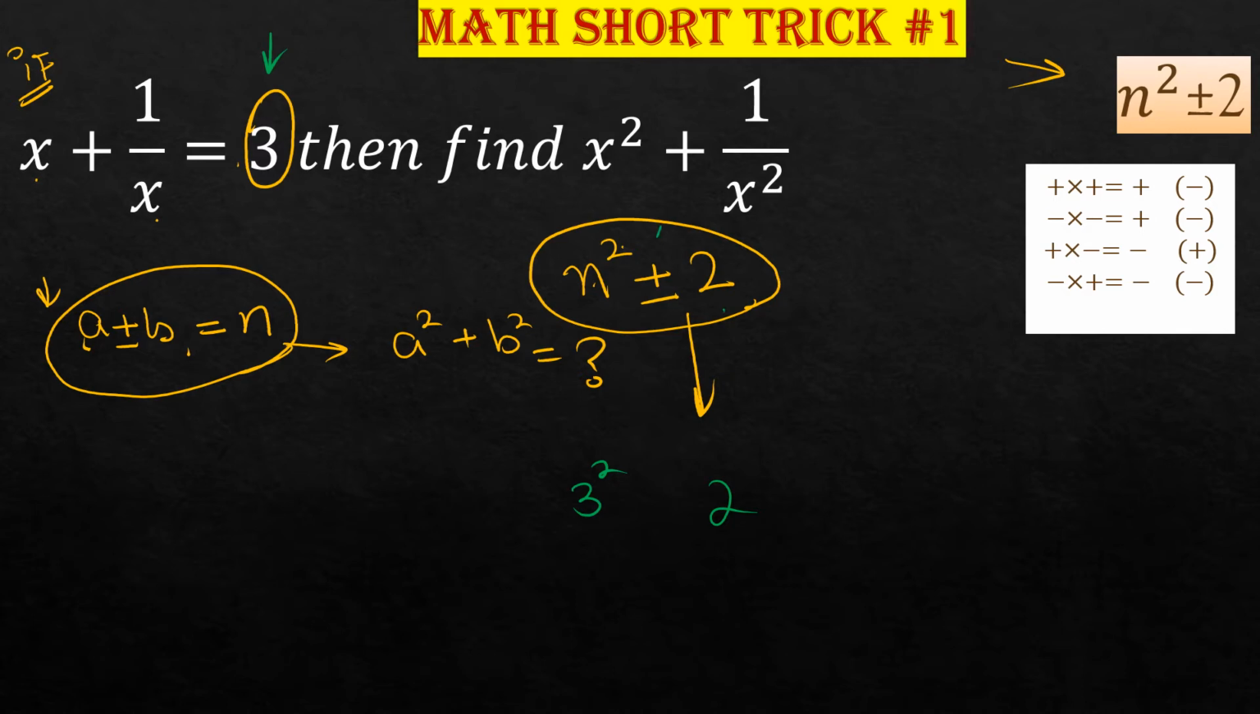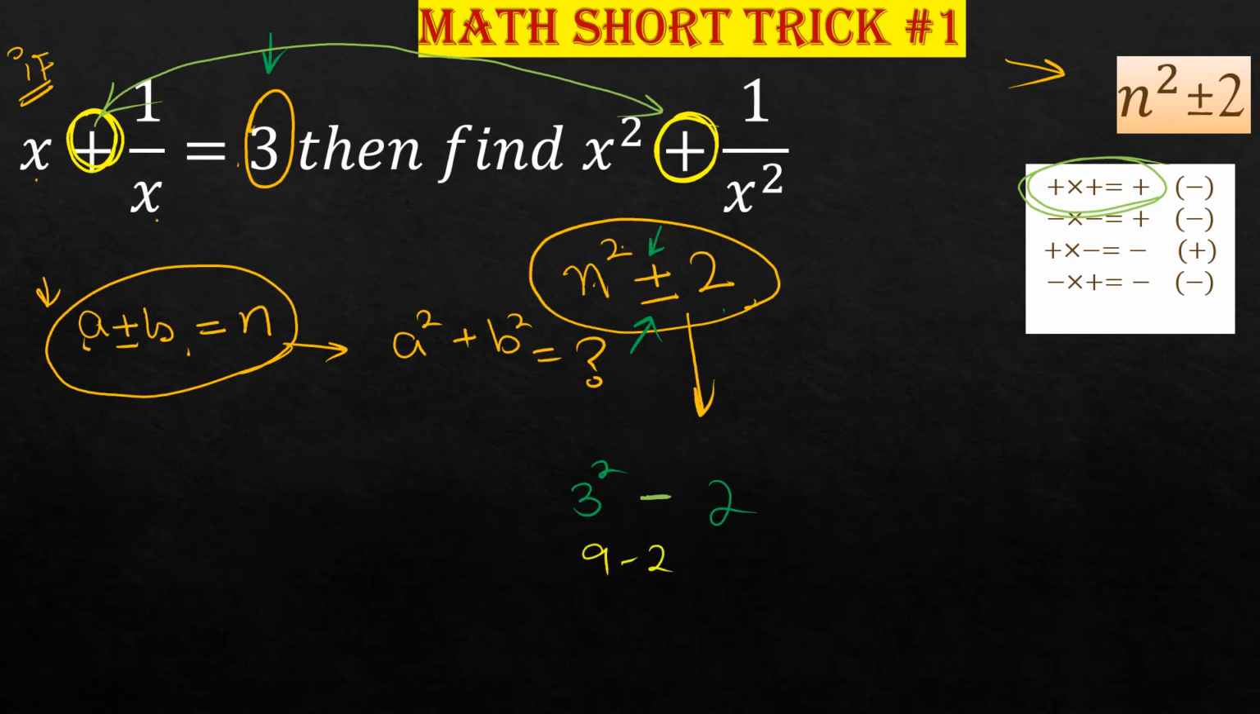Now you have to choose either plus or minus. How will you decide whether to write a positive sign or a negative sign? Very simple. Look at the first expression. Here you have a positive sign. And look at the second expression. You have a positive sign. If you multiply, you know that positive times positive gives you positive. So whatever sign you get after the multiplication, you have to take the opposite sign. Positive times positive gives positive, so you have to take the negative sign. Now solve it. 9 minus 2 gives you 7, which you got in the previous answer also.